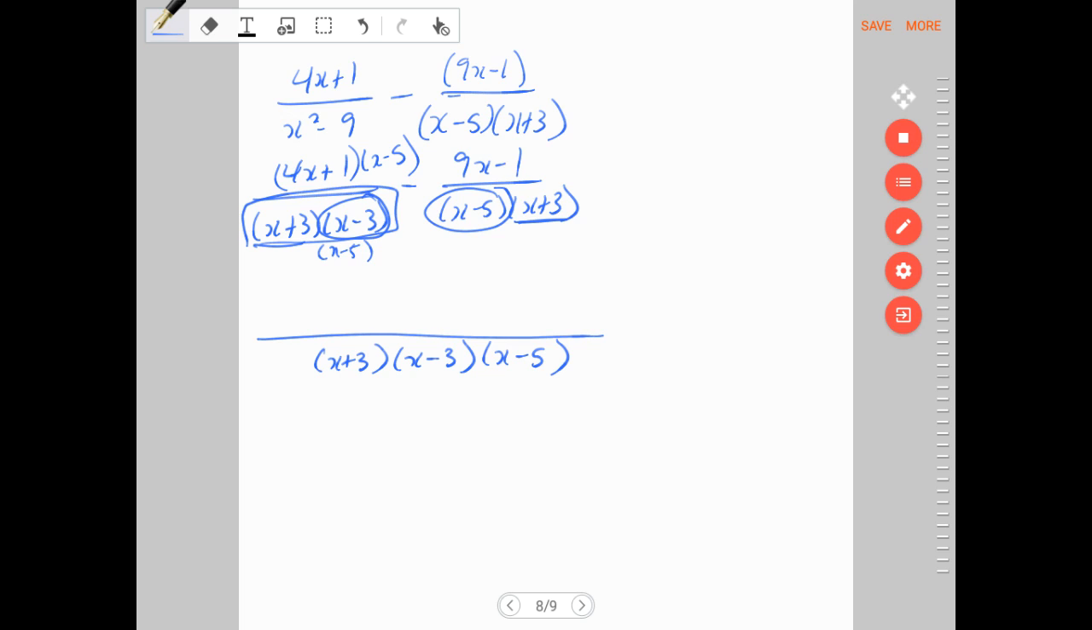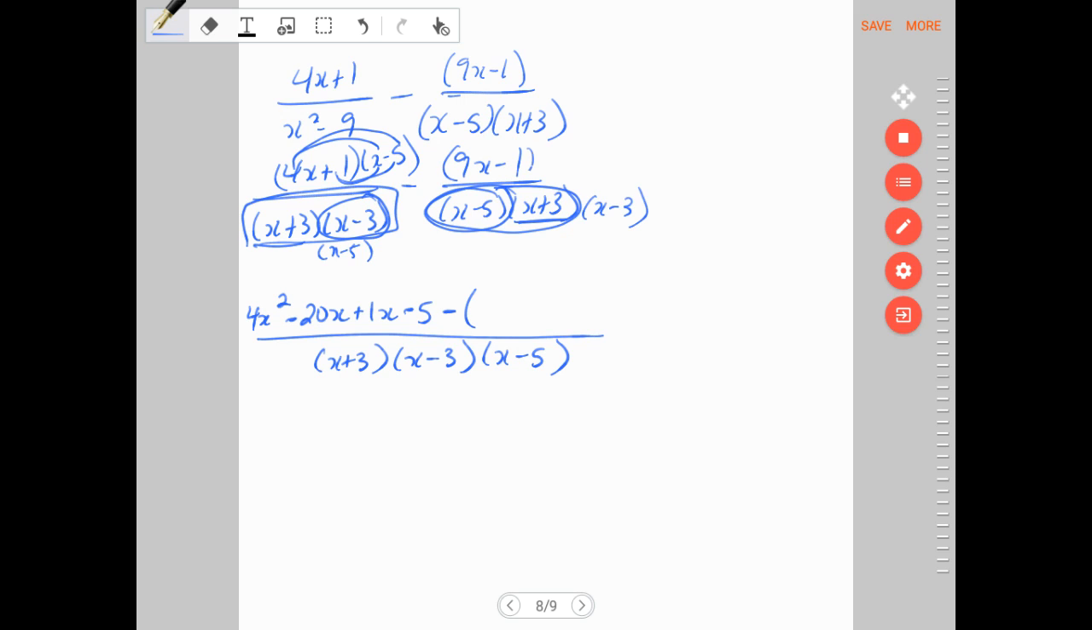In this case, you are going to have to FOIL those together. So 4x times x is 4x squared. 4x times negative 5 is negative 20x. 1 times x is plus 1x. And 1 times negative 5 is negative 5. Okay, minus. Now, how is this denominator different from our common denominator? The only thing that's different is the x minus 3. So I would have had to multiply that by x minus 3.